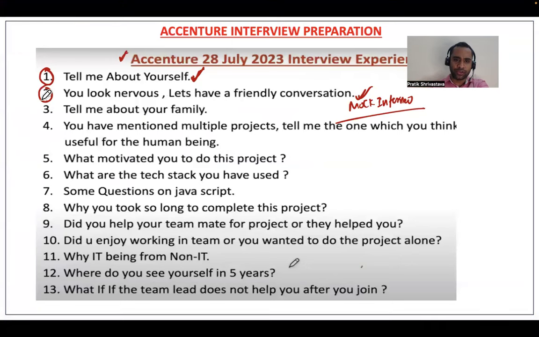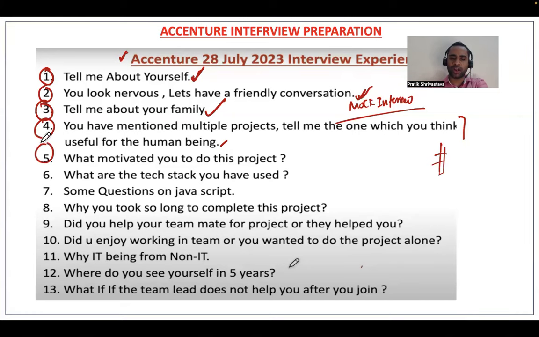Tell me about your family. The interviewer asked, tell me about your family. Then you tell, but you don't put from your side everything that is there in your family. You have mentioned multiple projects. Tell me the one which you think is useful for human beings. Basically many people will put a lot of projects. So the interviewer asked, tell me one project which is going to help people, people of India, humans of India.